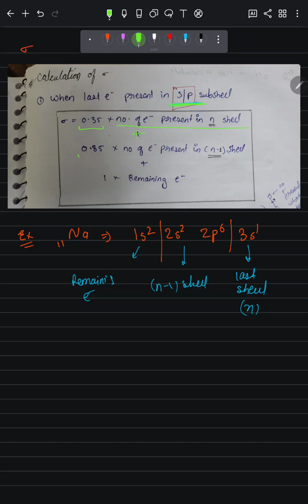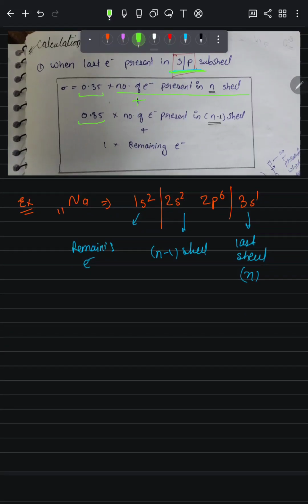plus 0.85 into the number of electrons present in the n-1 shell, plus 1 into the remaining electrons. So according to this formula, let's put the values. So what is the 0.35 for calculating sigma? 0.35 into how many electrons are present.